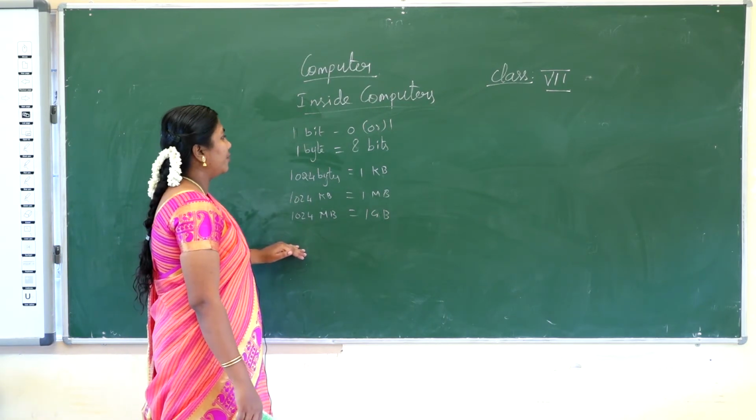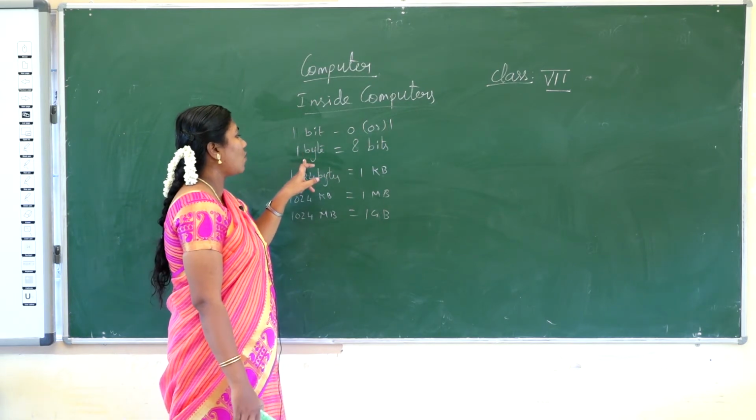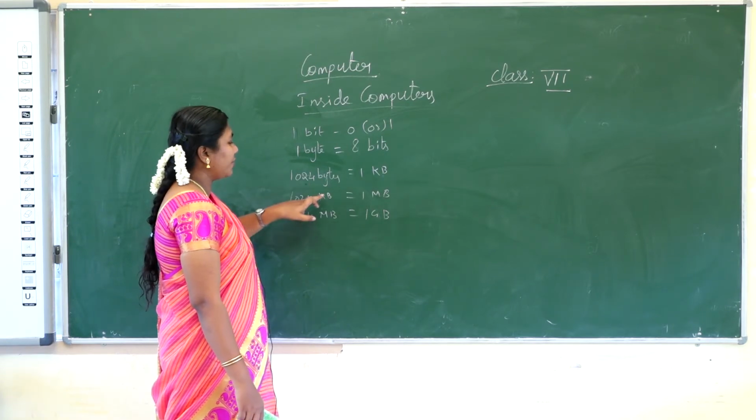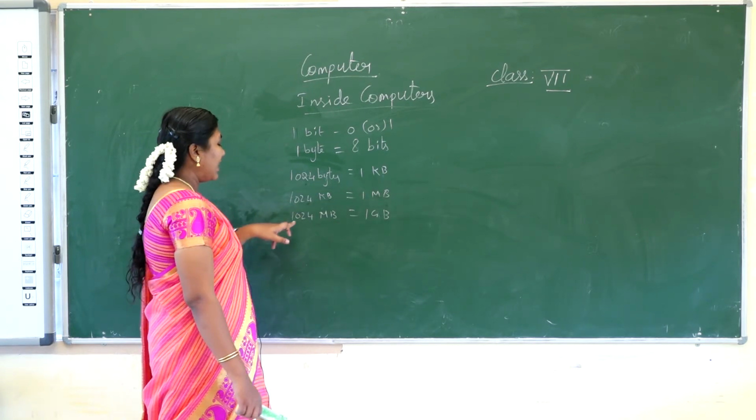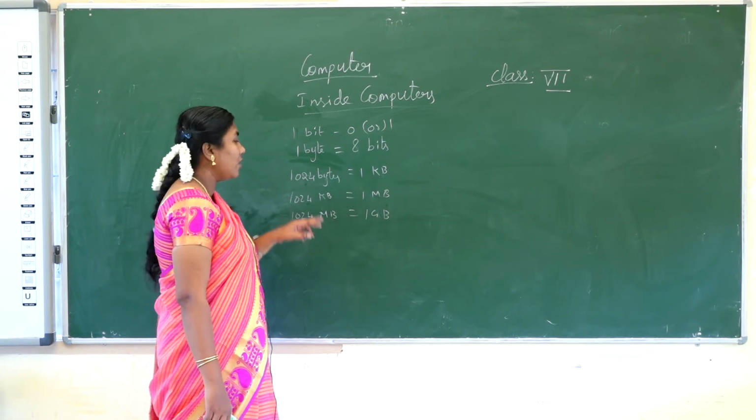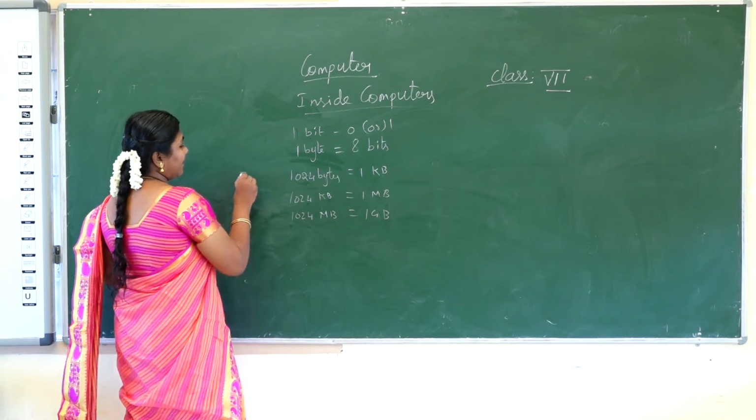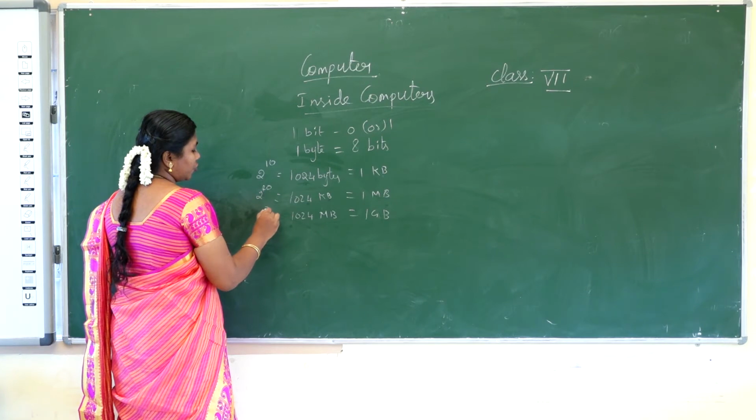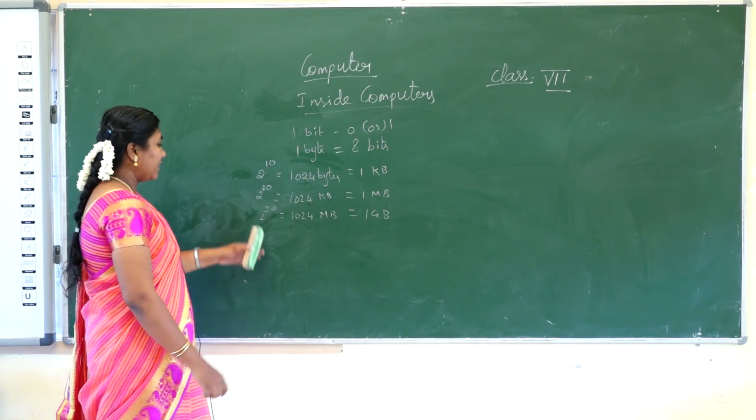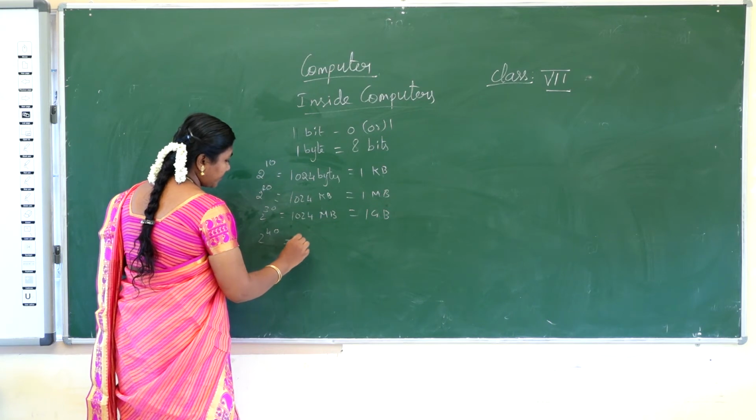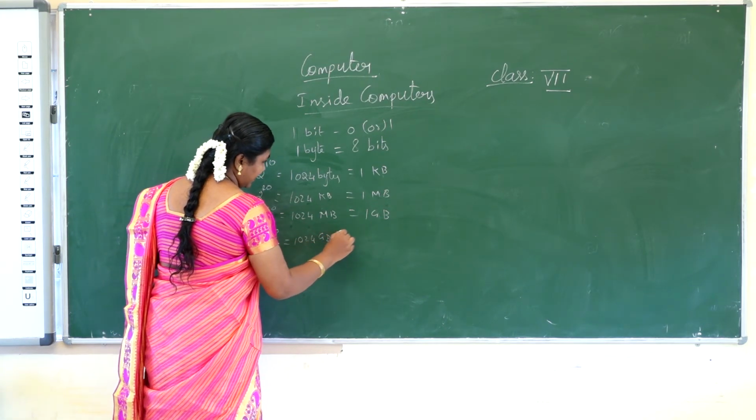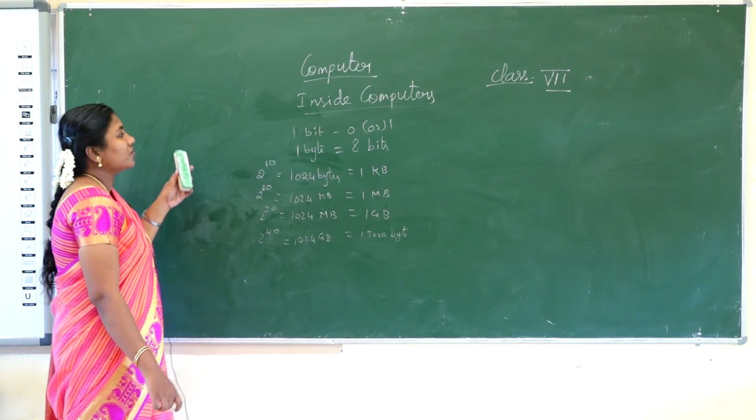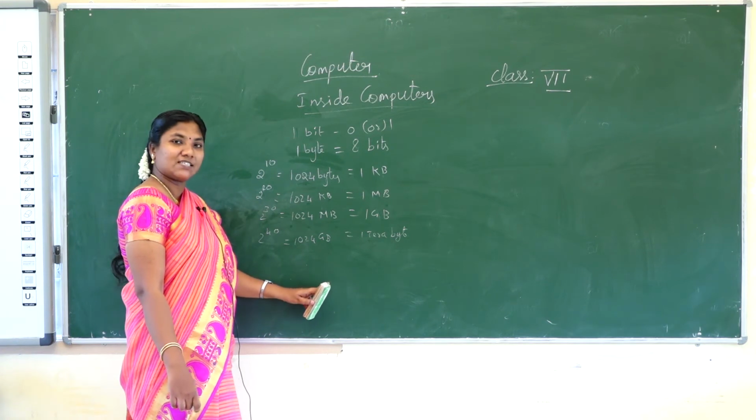Up to this, it is given in your book. So 1 bit means 0 or 1. 1 byte is equal to 8 bits. 1 kilobyte is equal to 1024 bytes. 1024 kilobytes is equal to 1 megabyte, and 1024 megabytes is equal to 1 gigabyte. What is this 1024 value? It is nothing but 2 power 10. This is 2 power 20, and this is 2 power 30. Like that it goes on. 2 power 40 means 1024 gigabytes, that is 1 terabyte. So these are all the random access memory bit values.